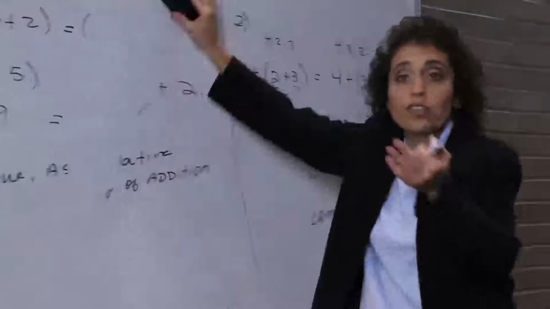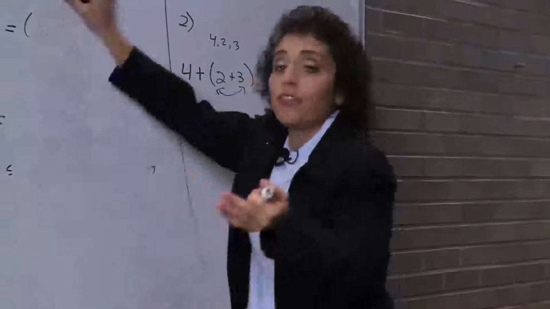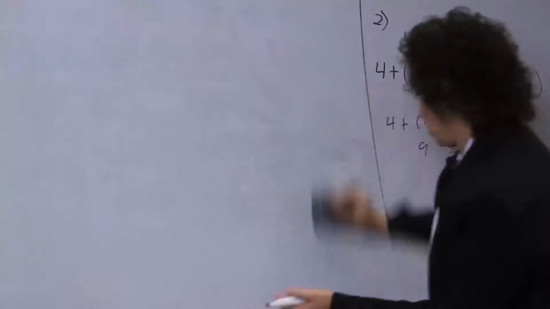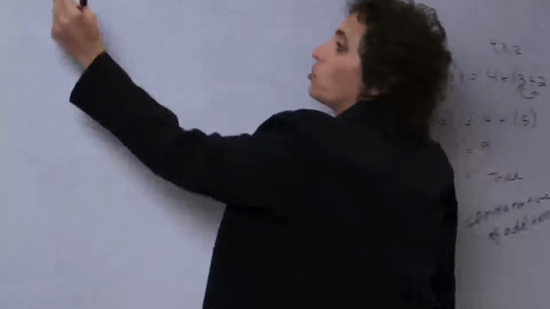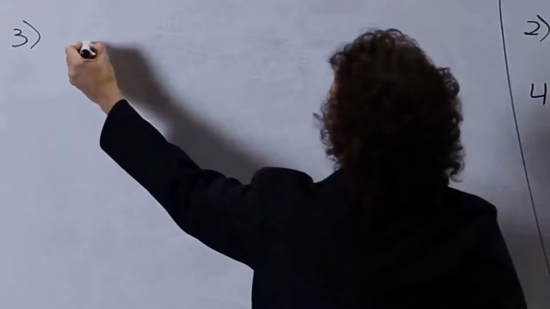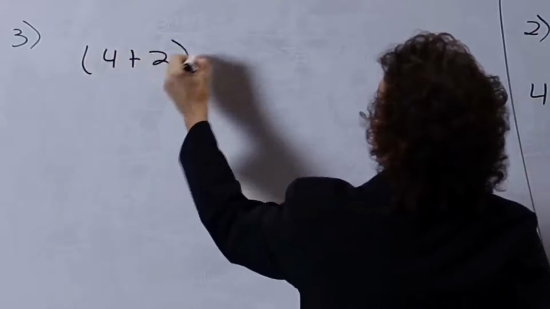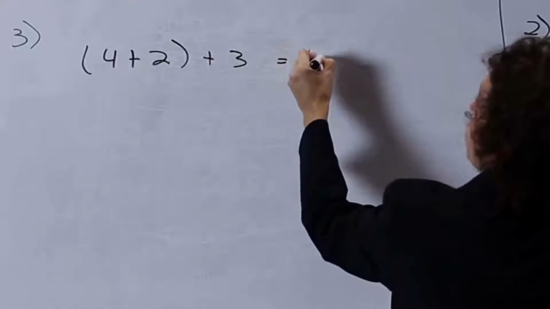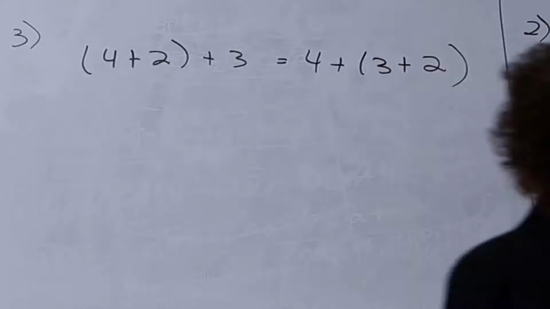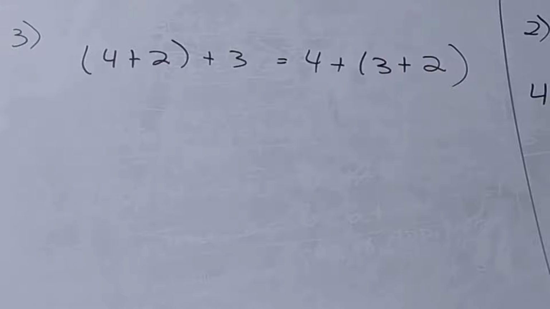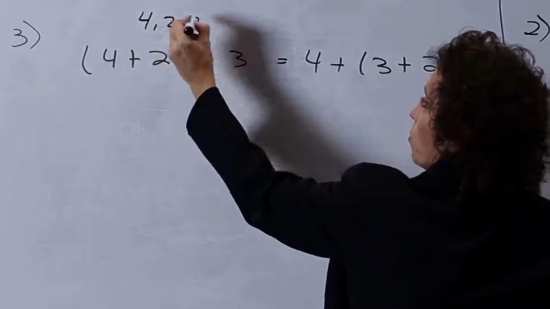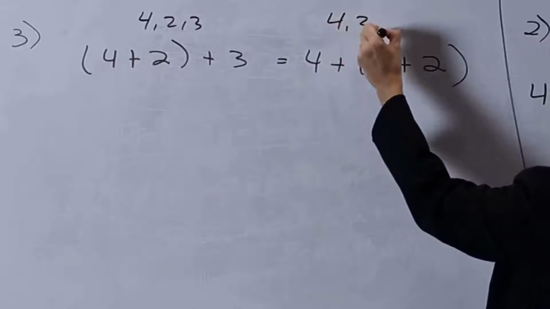Again, only if it's true is there a property, because the property tells us that that's a true statement, that there's something there that makes it true. Okay, so let's look at this third and final example. In this third example, we have 4 plus 2 plus 3 equals 4 plus 3 plus 2. Okay, let's take a look at this. Without parentheses, this is 4, 2, 3. This is 4, 3, 2.